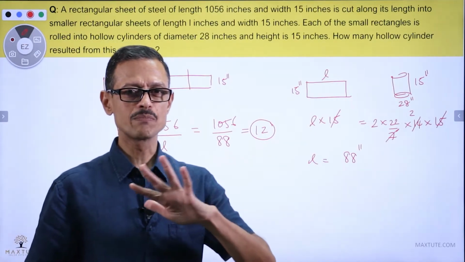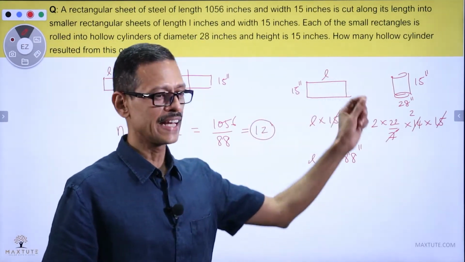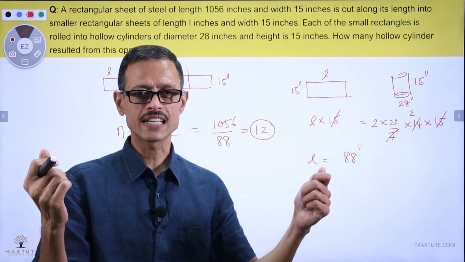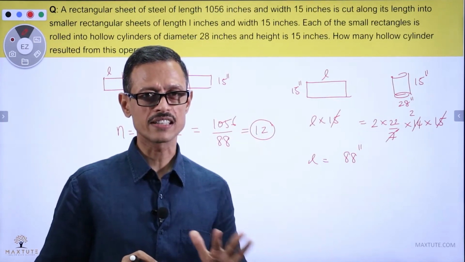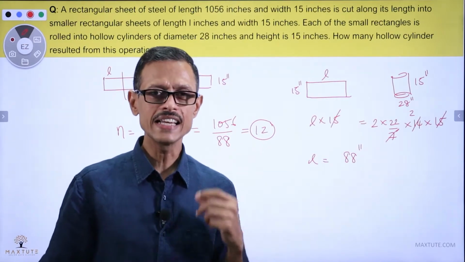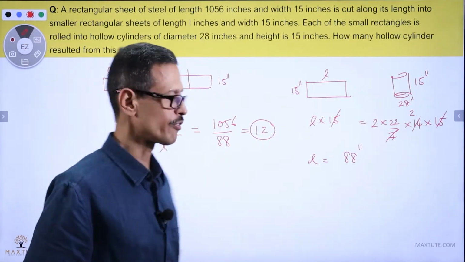A very simple, straightforward question. We equated the area when it is kept open as a rectangular sheet, and when it is folded it becomes a cylinder, the curved surface area of the cylinder. That's how we got to the answer. Let's quickly recap it for about 30 seconds in a printed form.